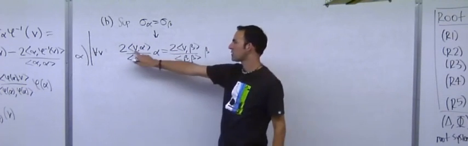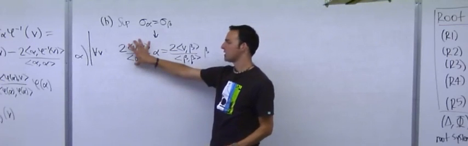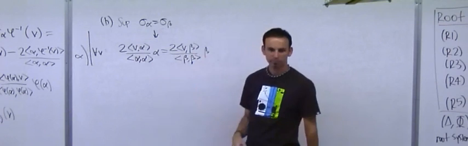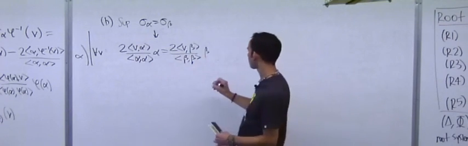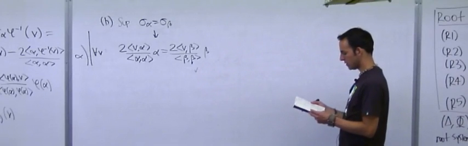For example, I could put v equals alpha in here. If I put v equals alpha, then what I get is alpha equals 2 times alpha comma beta over beta comma beta, times beta. So there you have it. Okay. So that's easy.